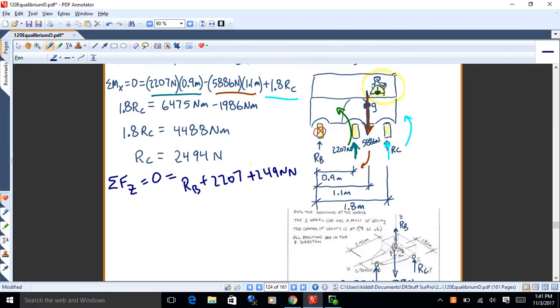So RB is unknown, you've got the other two reactions, and you've got the downward force. Everything equals 0, so you can solve for RB. Okay. That's about it.